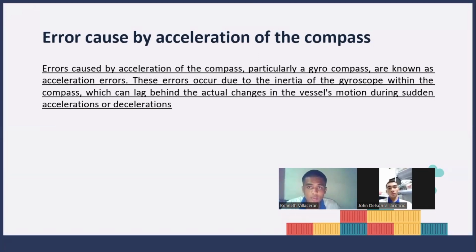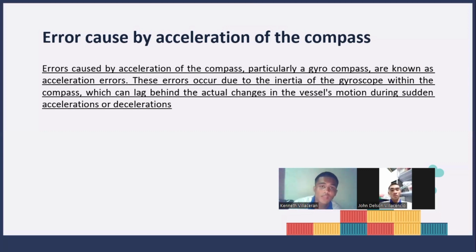Error caused by acceleration of the compass, particularly a gyro compass, is known as acceleration errors. These errors occur due to the inertia of the gyroscope within the compass, which can lag behind the actual changes in the vessel's motion during sudden accelerations or decelerations.